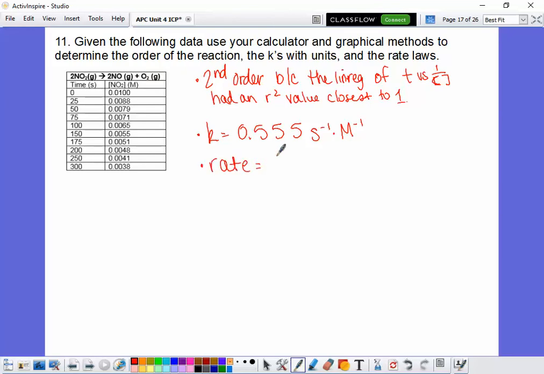Rate equals k times concentration squared. And then our integrated rate law looks like what? Okay, and then if we had actual math problems from that, we would use the integrated rate law. Okay? So that's it for integrated rate law. I'm going to stop this video, and then I'm going to start recording again for mechanisms.